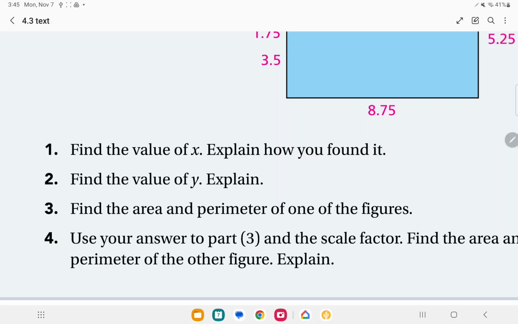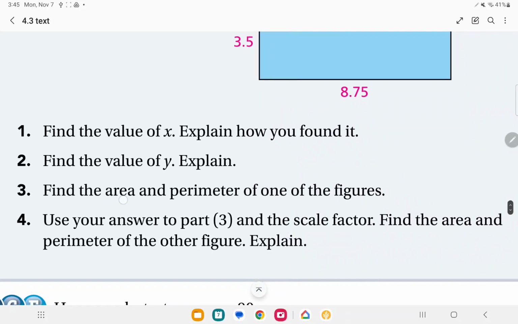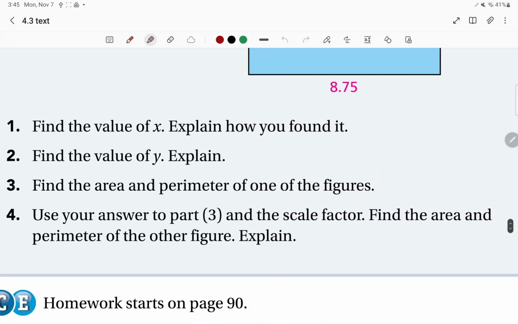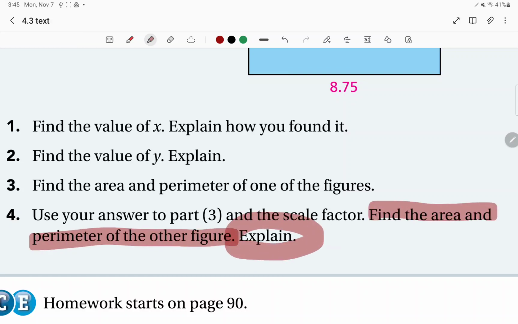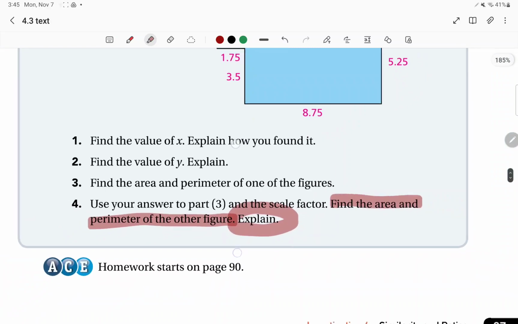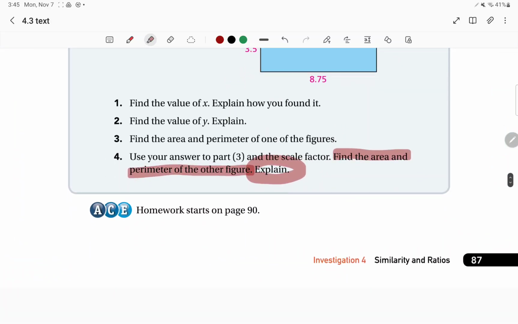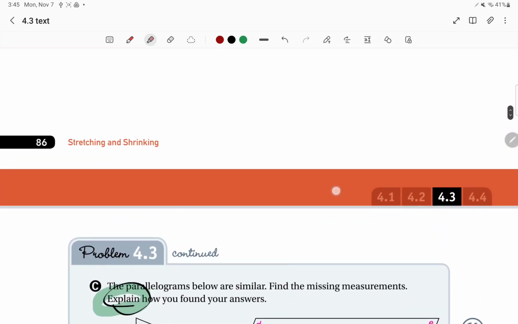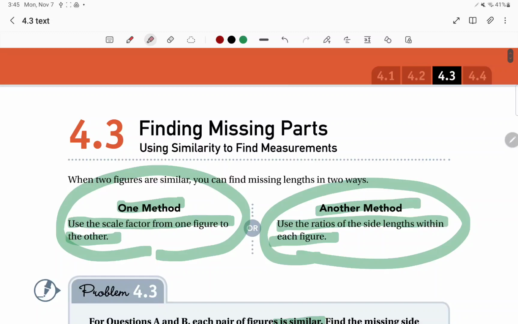So now let's make sure we answered the questions. We found the perimeter and area. We did that. And then on number 4, use your answer in part 3 in the scale factor, find the area and perimeter of the other figure, which we did that as well. All right. And then explain, so put down in words how that works. Okay, how does the scale factor, knowing the scale factor, give you the perimeter of the bigger? How does knowing the scale factor give you the area of the bigger shape? And then once you've explained that, which is really important, you can go ahead and finish work on your ace because that is it for 4.3, finding missing parts.